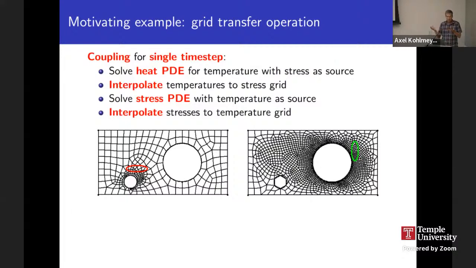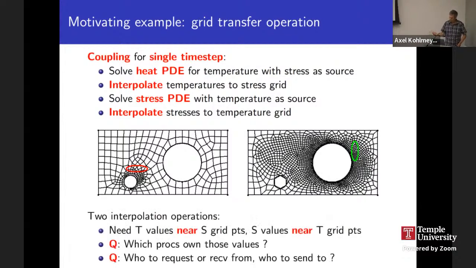Okay, so here's the coupling for a single time step. We would solve the heat PDE for temperature with stress as a source, because that might affect the temperature, and you would get some temperatures. Now you need to interpolate those temperatures on the temperature grid to the cells that are on the stress grid so that each stress cell knows temperature, say, at its corner points. That's both a geometric interpretation, but then you have to map those points, which don't snap up, and get temperatures at the corner points of the grid cell. So then you can solve the stress PDE with temperature as a source, and then you have to go back the other way for the next time step, which is interpolate those stresses back to the temperature grid.